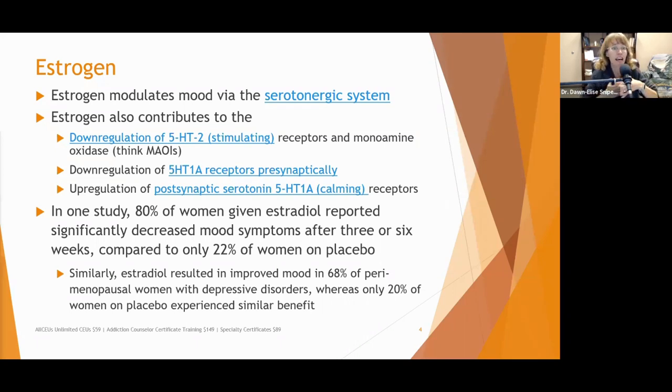So changes in estrogen levels because of monthly cycles, because of birth control, because of pregnancy, because of stress, can all alter estrogen levels, which can have an effect on cognition, mood, and physical symptoms. In one study, 80% of women were given Estradiol, and they reported a significant decrease in mood symptoms after 3 or 6 weeks compared to only 22% of women on placebo.